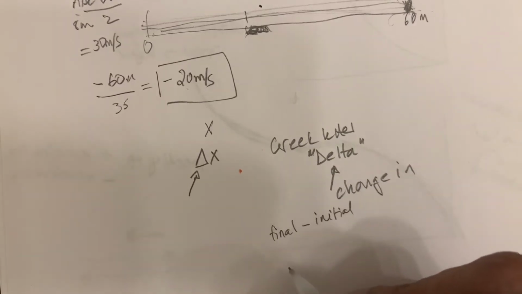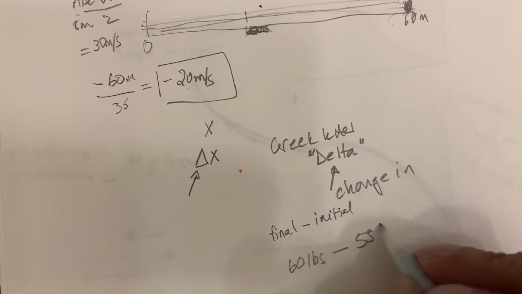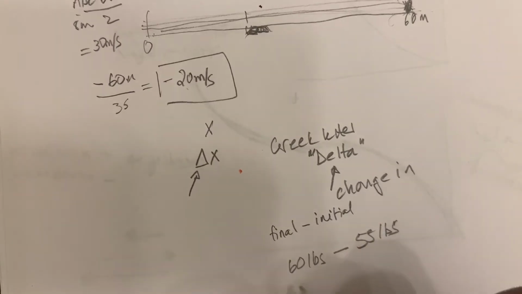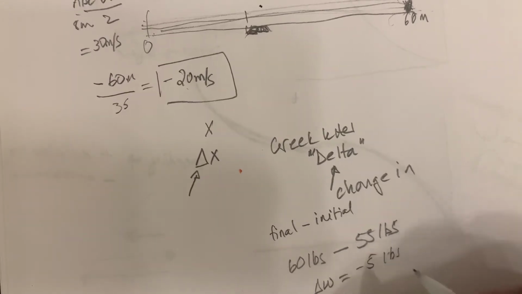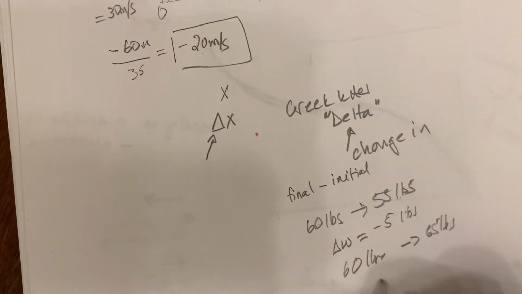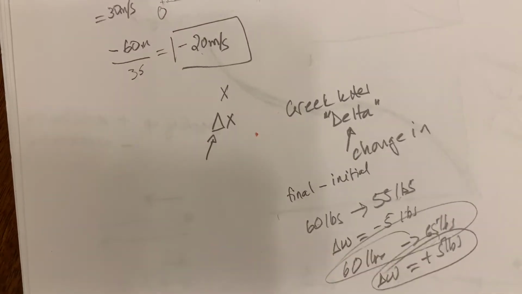If you were 60 pounds and now you're 55 pounds, then your change in weight was negative 5 pounds. Final minus initial, 55 minus 60. And if you put on weight and you went from 60 pounds to, say, 65 pounds, then your delta W would be positive 5 pounds. And delta is just a change. I'm just interested in the change. I'm not interested in how much you weighed before.